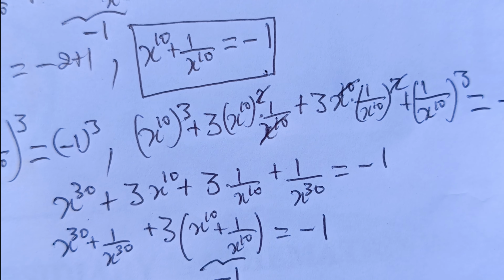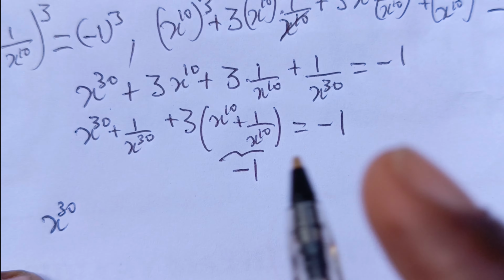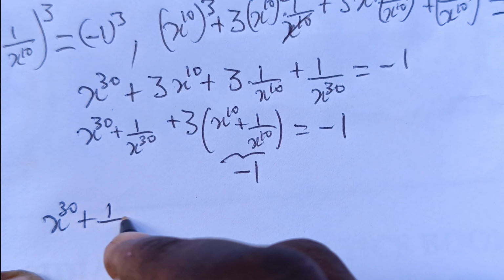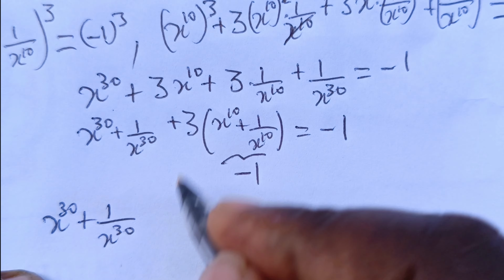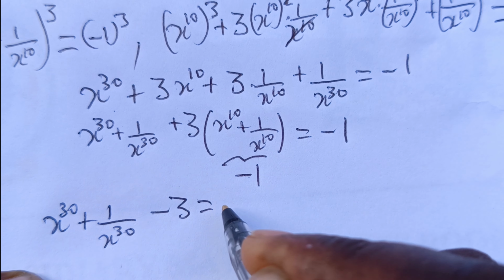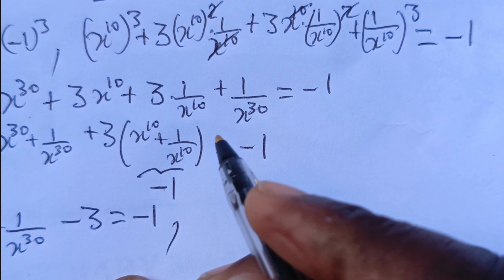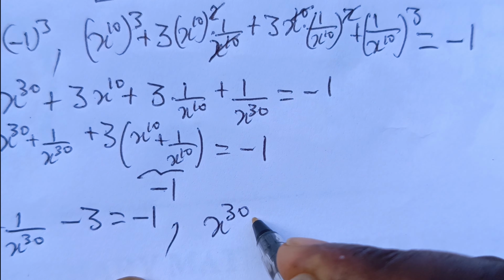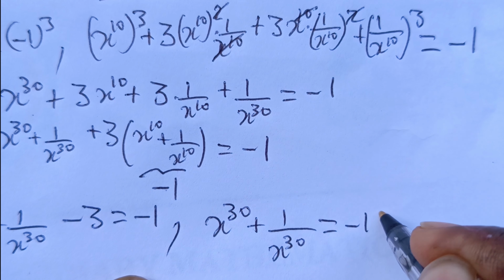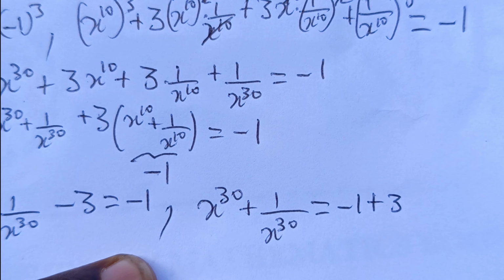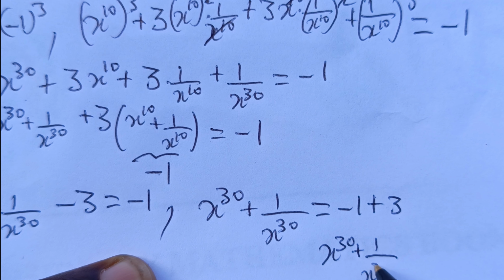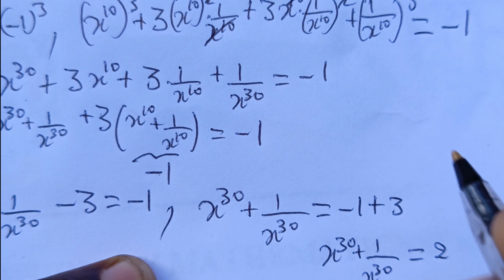Now we have x^30 plus 1 over x^30. This times minus 1, this is minus 3, and this is minus 1. So x^30 plus 1 over x^30 is equal to minus 1 plus 3. x^30 plus 1 over x^30 is equal to 2.